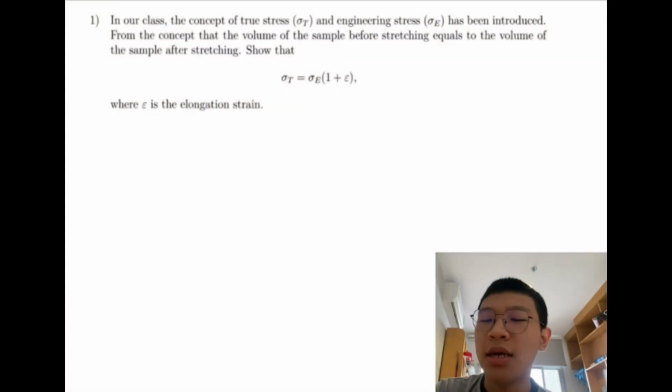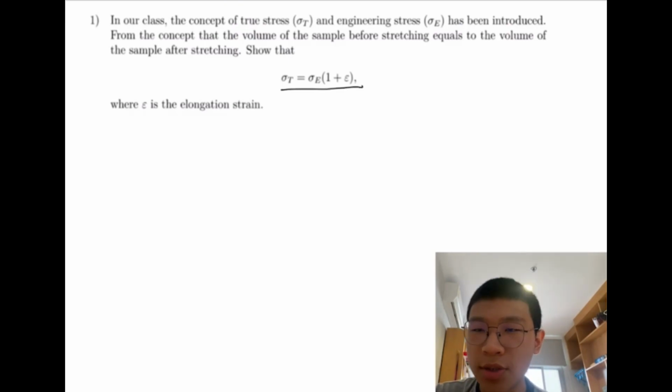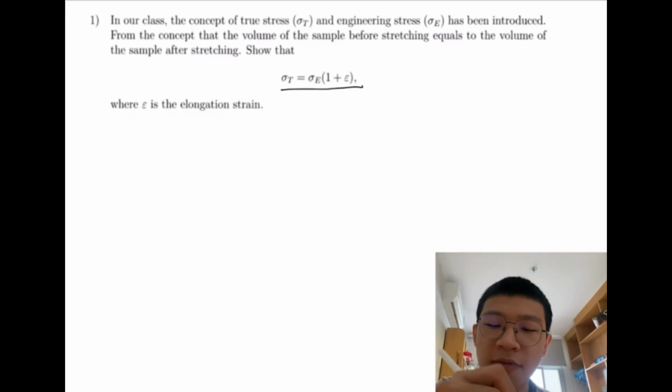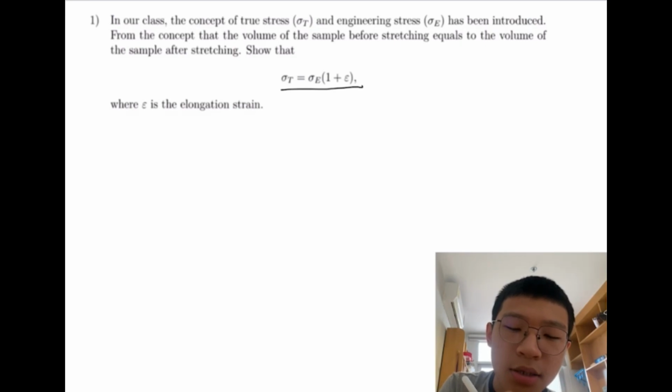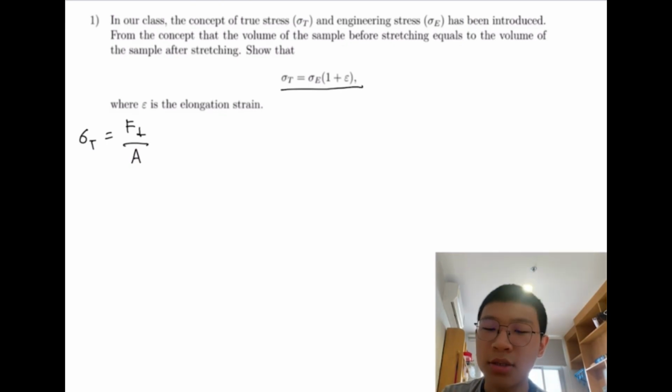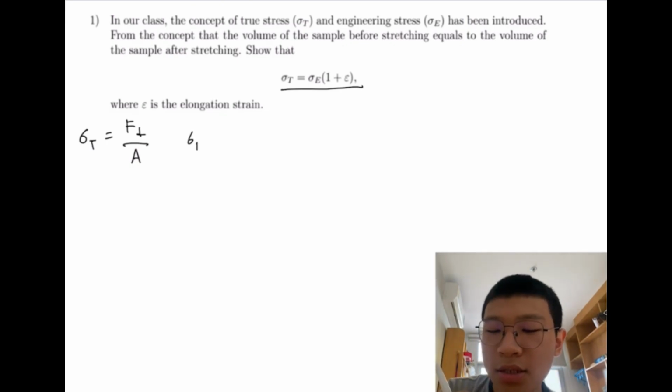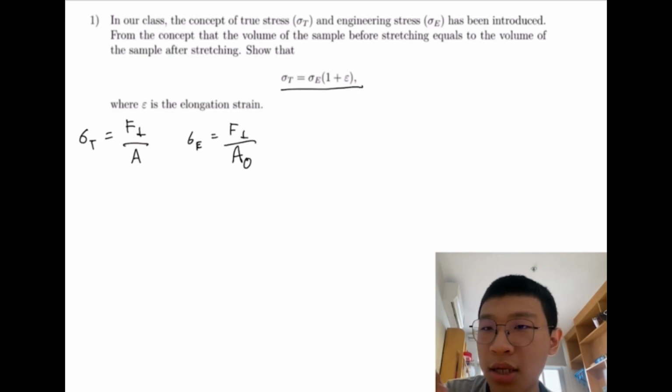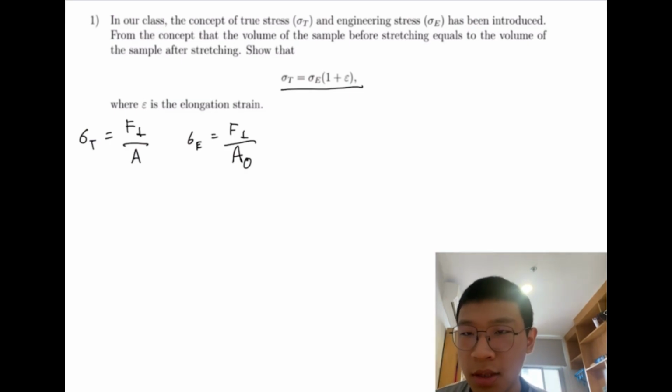This question asks us to prove this equation. First, the definitions. The true stress is the internal load divided by the cross-section area at that point, and the engineering stress is the internal load divided by the initial cross-section area.